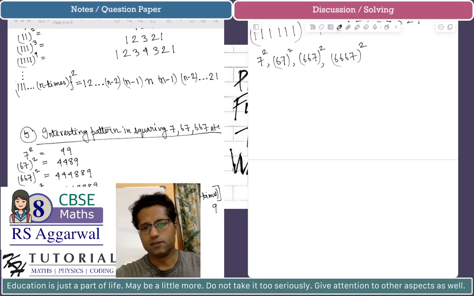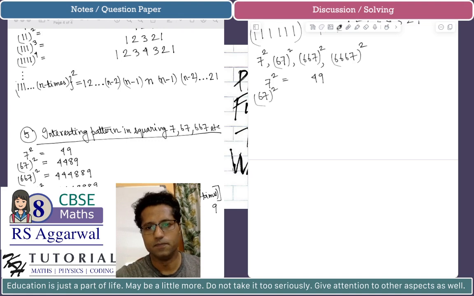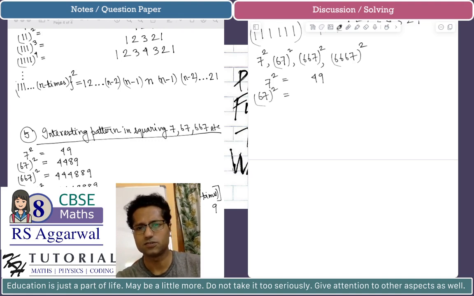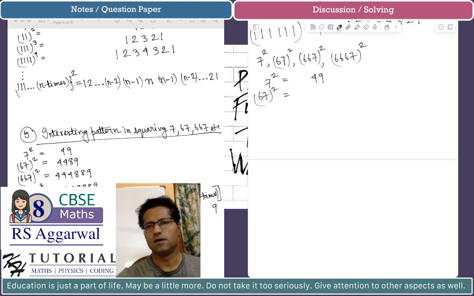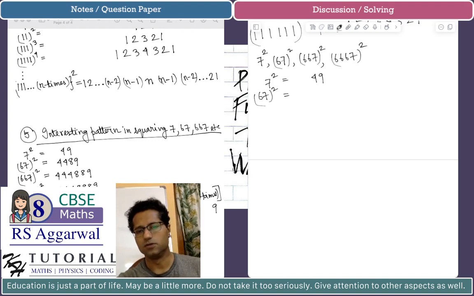So the pattern is like this: 7 square, we know, is 49. In the values of all these squares, all will end with the number 9. What will be the remaining numbers?